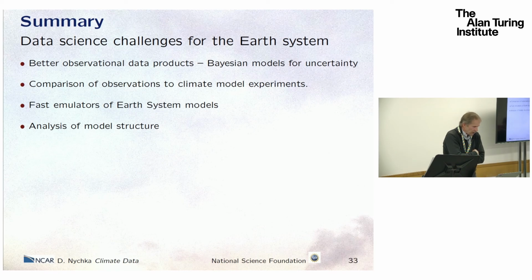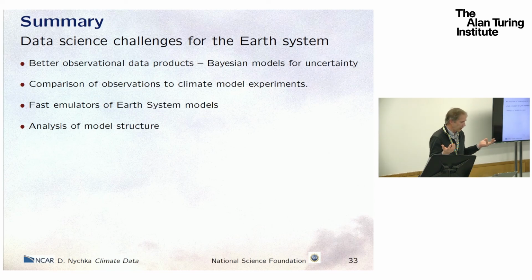Okay, so just to wrap up here, what are open challenges? Better observational products. Adding Bayesian statistics is a nice way to include uncertainty in these. There's the comparison of observations to climate model experiments. This is still an emerging area. People look a lot at surface temperature and rainfall, but there are many other variables that are ripe for doing this detection and attribution.